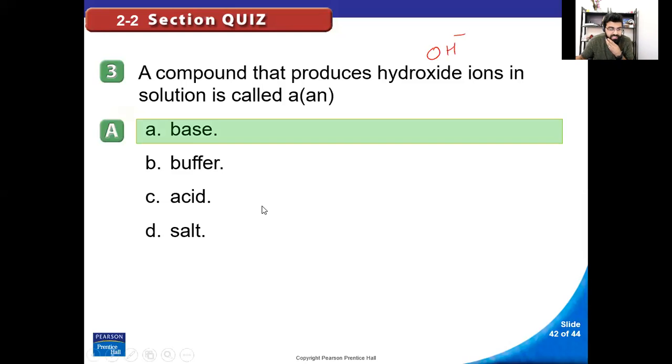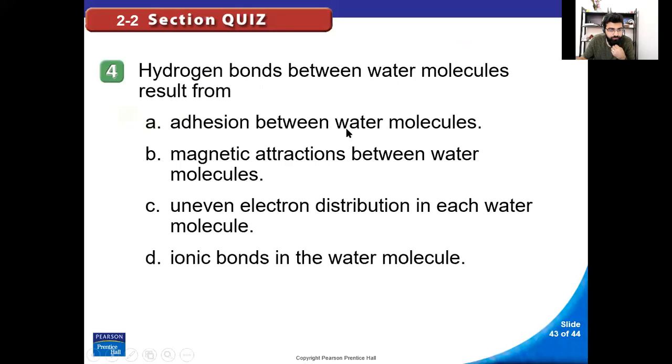base. Guys, the people who said buffer, it's wrong. Buffer does not increase OH minus. Buffer increases or decreases H plus only. Okay, you got the point. For example, in the blood buffer. But here the question asks for a compound that only increases or produces OH minus. So it's a base. Yalla, number 4, quickly.